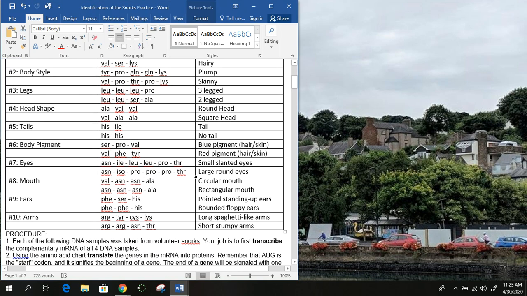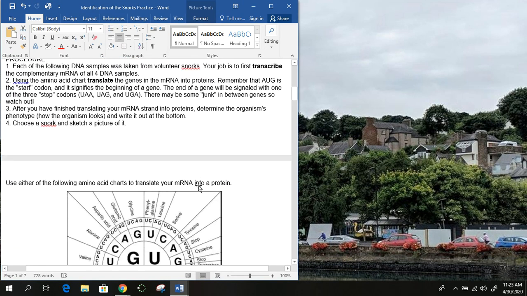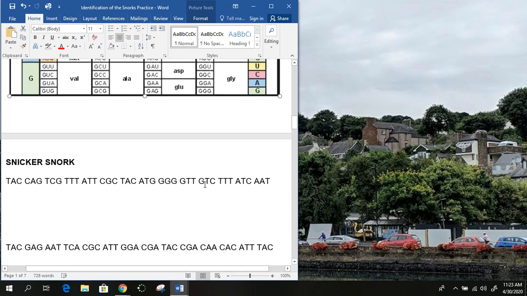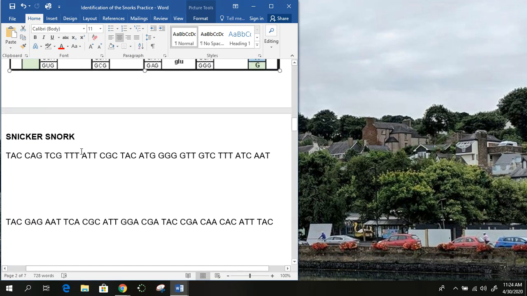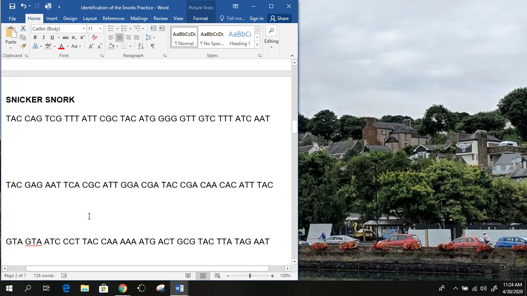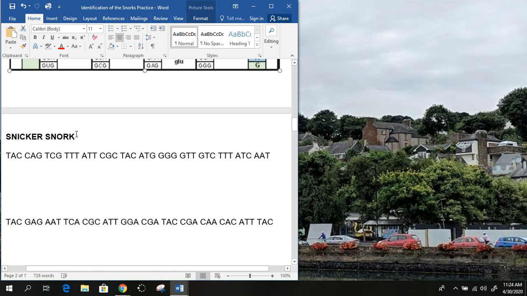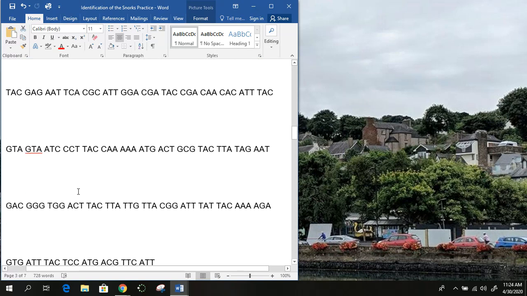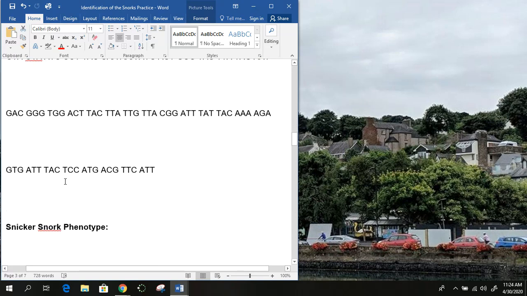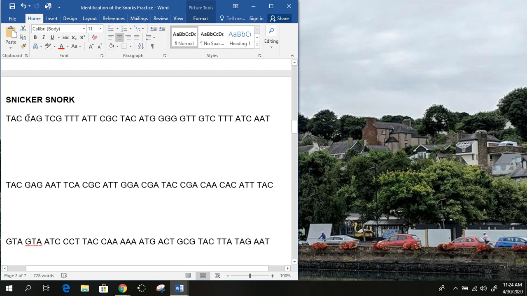So you have 4 different snorks, okay? What you're going to do is take their DNA and turn it into mRNA and then into a protein. Now, the one that we're going to work with is the Snicker snork, okay? I've already made it easier by breaking it into groups of 3. Remember, mRNA needs to be broken into groups of 3. Those are called codons. Codons give rise to one amino acid. The DNA is already broken up like that for you.